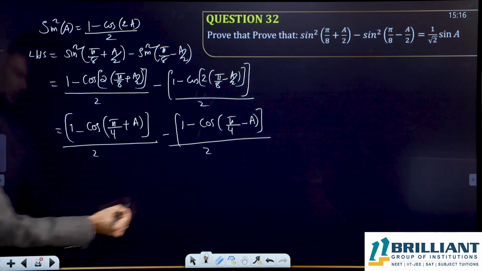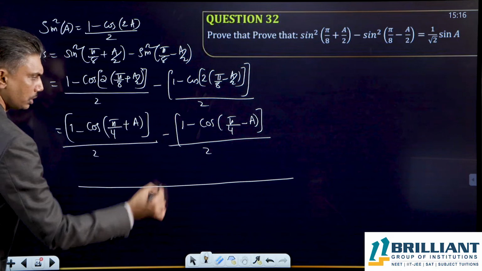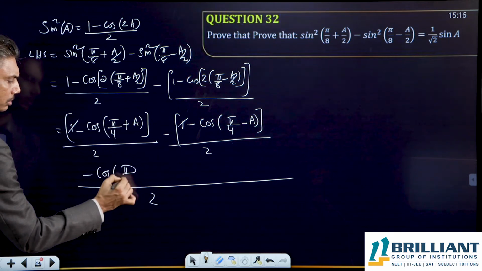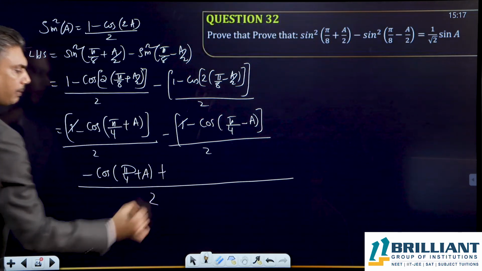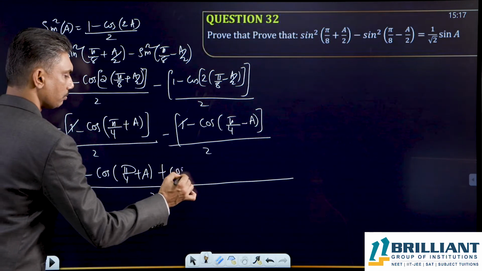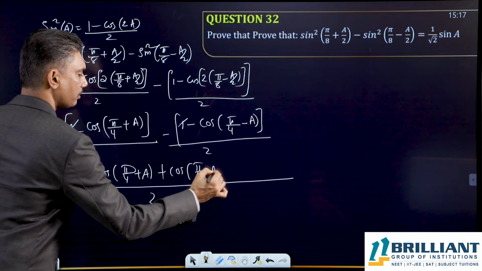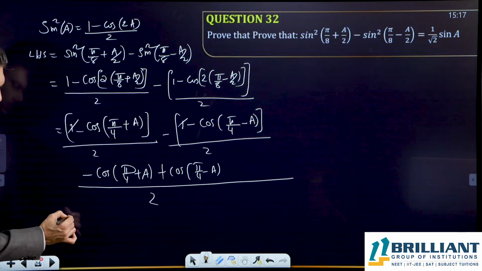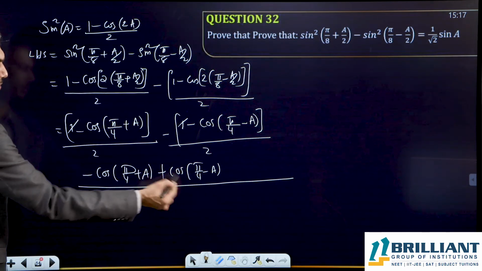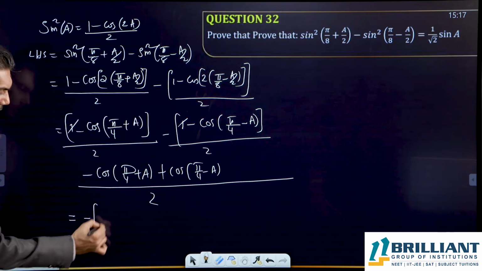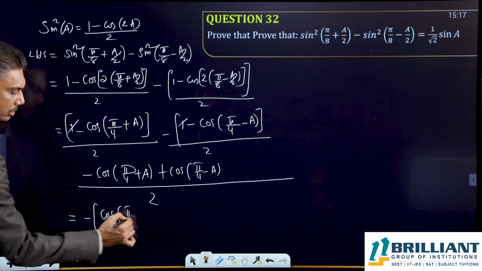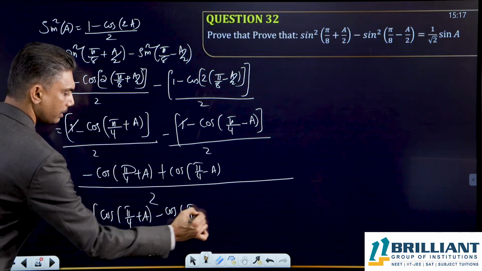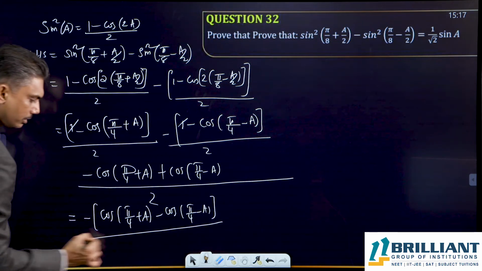Now, you know, if you take common denominator 2, this 1 and this 1 get cancelled, minus cos pi by 4 plus a plus cos pi by 4 minus a. Now, if you take this one, cos a minus b minus cos a plus b, or you can take minus common, cos pi by 4 plus a minus cos pi by 4 minus a, by 2.